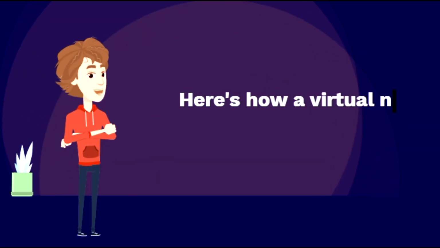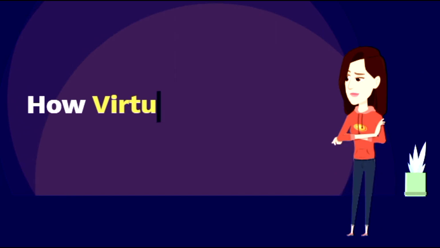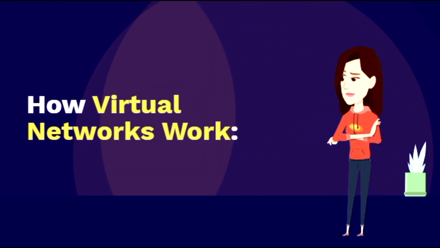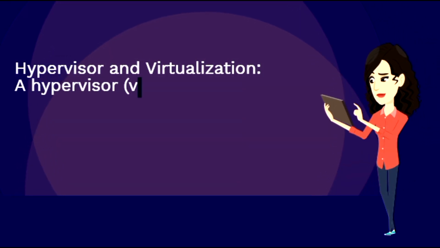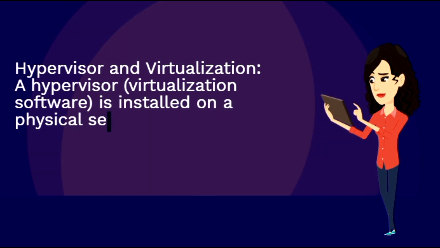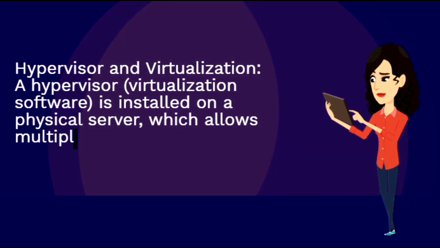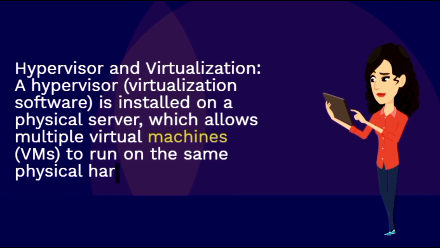Here's how a virtual network works and how to create one. How virtual networks work. Hypervisor and virtualization. A hypervisor, virtualization software, is installed on a physical server, which allows multiple virtual machines, VMs, to run on the same physical hardware.